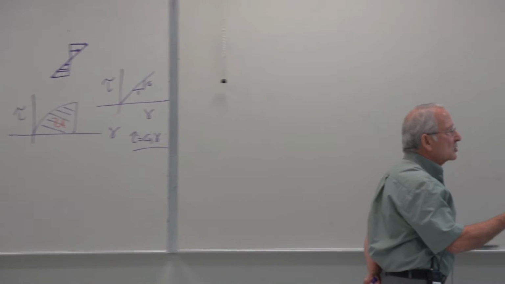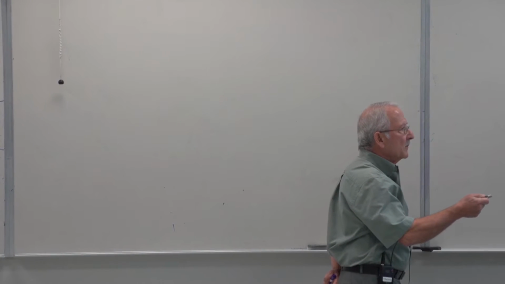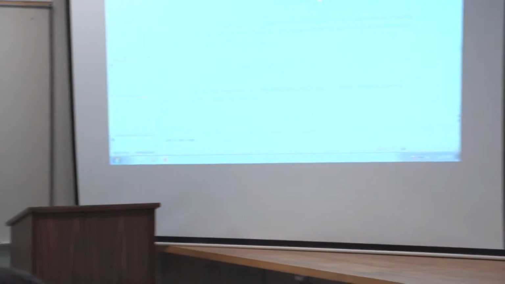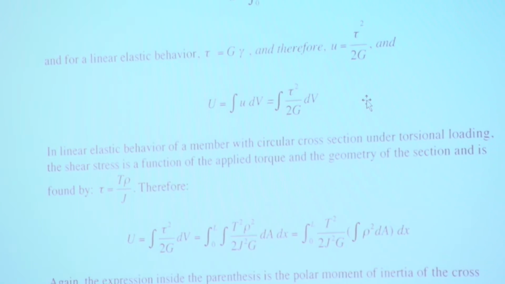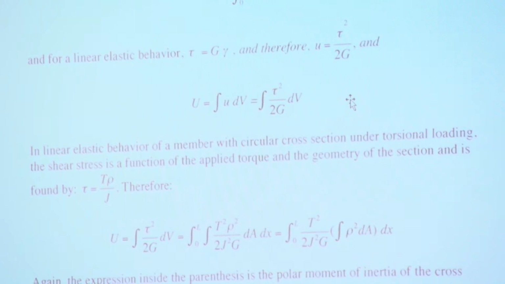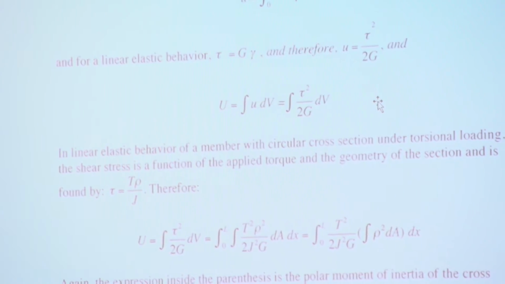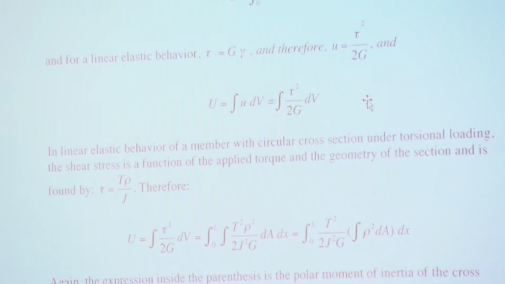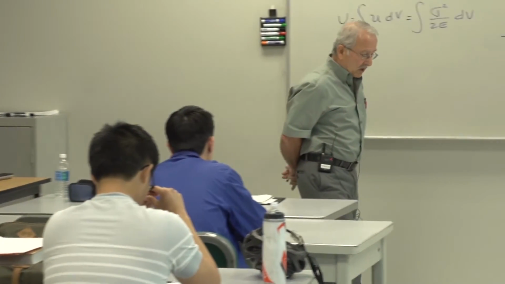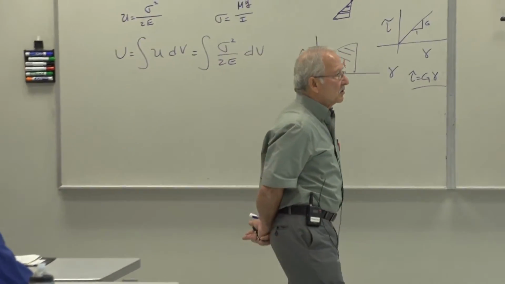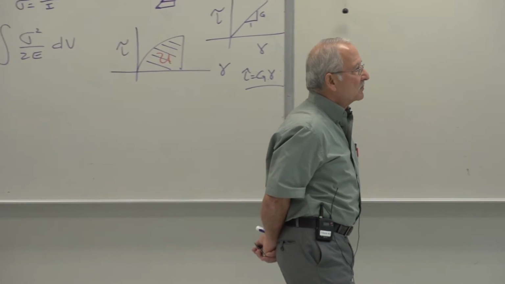Then we find the total strain energy. We put that in. Once again, we substitute for tau its value, which ranges from 0 at the center of a circular cross section. By the way, all of this torsional loading is assumed to be applied to members of circular cross section. That's the only thing that you have studied so far. You have not studied torsion of non-circular cross section. So that's the only thing we talk about.